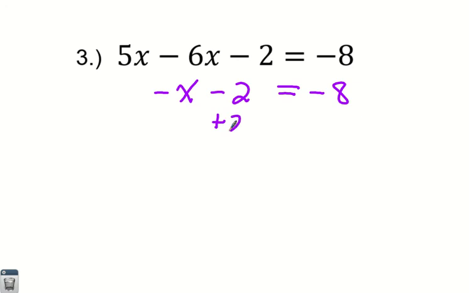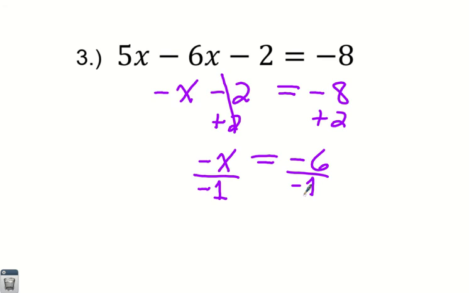And so from here, we would then look to get that x all by itself. Negative 8 plus 2 is negative 6. And then see, technically, we would now divide both sides by a negative 1 to make negative x just x. And then negative 6 divided by negative 1 is 6.